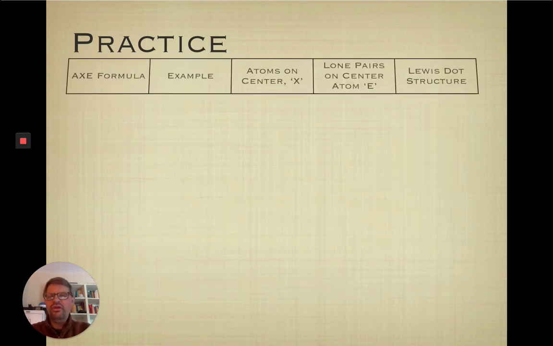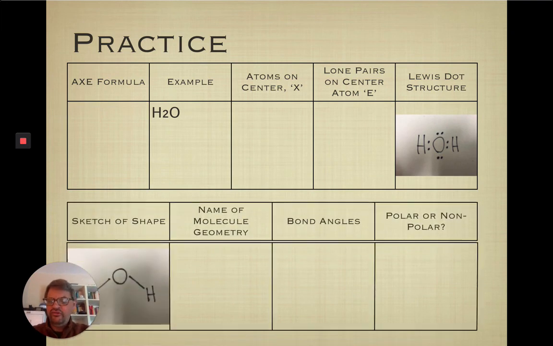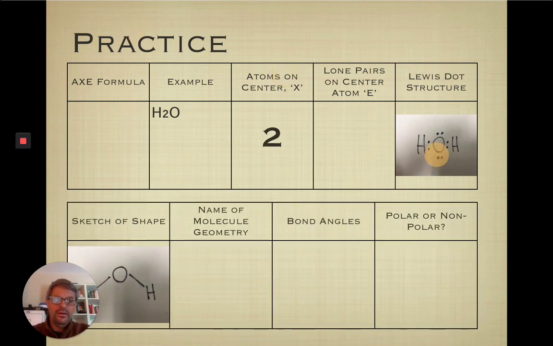Okay, so the last one is water, H2O, and there's a Lewis dot structure. Take a moment, see if you can figure out the AX formula. Okay, there are 2 atoms on center, H and H, and there are 2 lone pairs, here and here. So the AX formula, AX2E2. Okay? Take a moment then and see if you can determine the shape of the molecule.